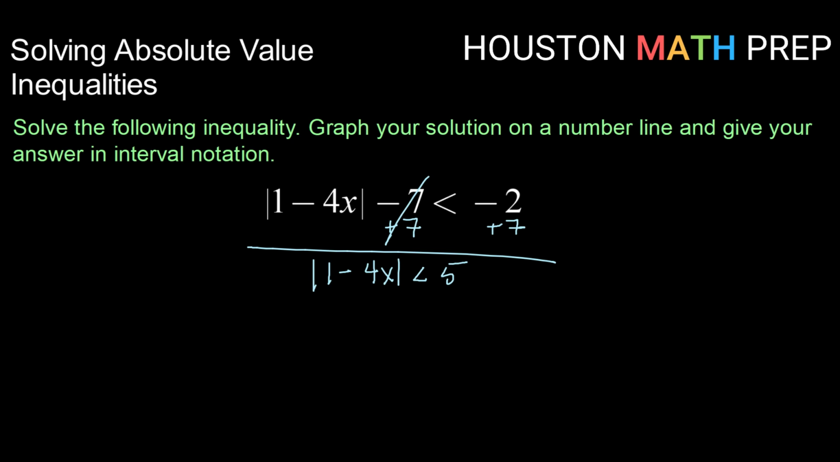Now that we have our absolute value isolated, we're going to go ahead and split into our positive and negative versions. So that gives us 1 minus 4x is less than 5, and 1 minus 4x is greater than negative 5. So on that negative 1, remember to flip the sign.